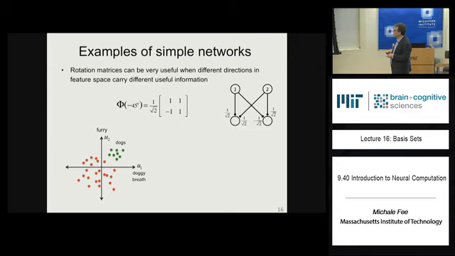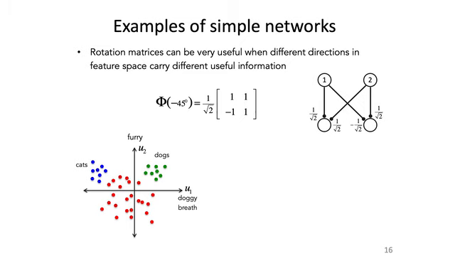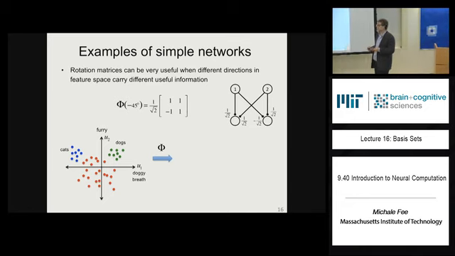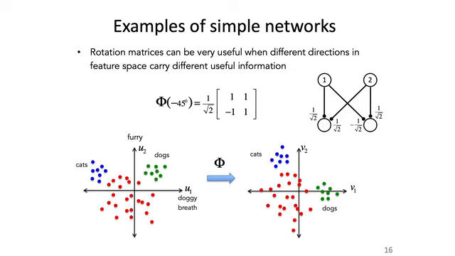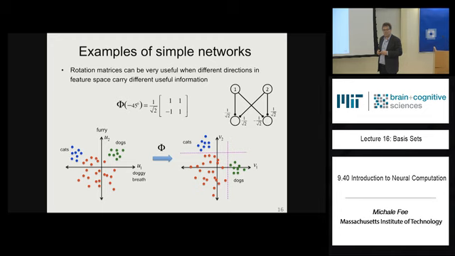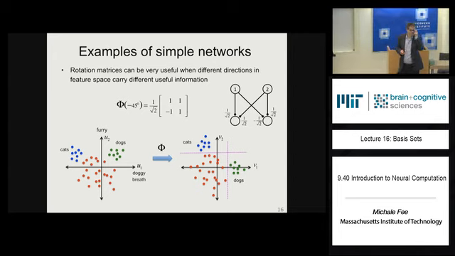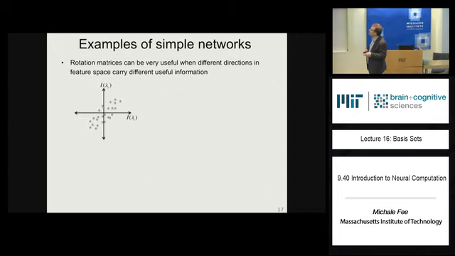Okay? So in this case, what we want to do is take this space of inputs and rotate it into a new, what we'll call a new basis set, so that now we can take the firing rates of these output neurons and use those to separate these different categories from each other. Does that make sense? Okay, so let me show you a few more examples of that.